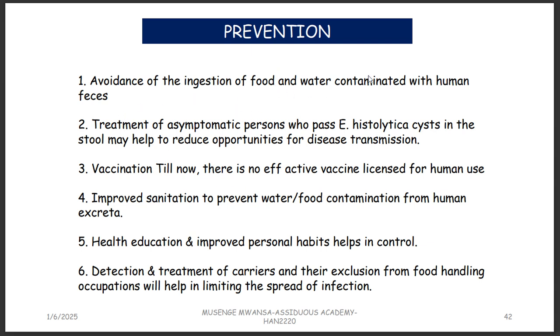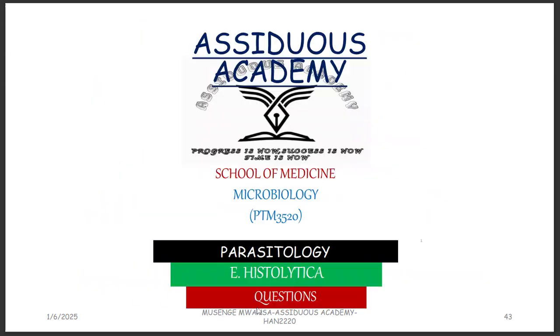Avoid the ingestion of food and water contaminated with human feces. Treatment of asymptomatic patients who pass histolytica cysts in the stool. Vaccination, till now there is no effective vaccine that has been licensed for humans. So that's not something to worry about. Make sure that you improve sanitation, water, food contamination, health education, also improve personal habits to help in the control. And also detecting and treatment of carriers can also be helpful.